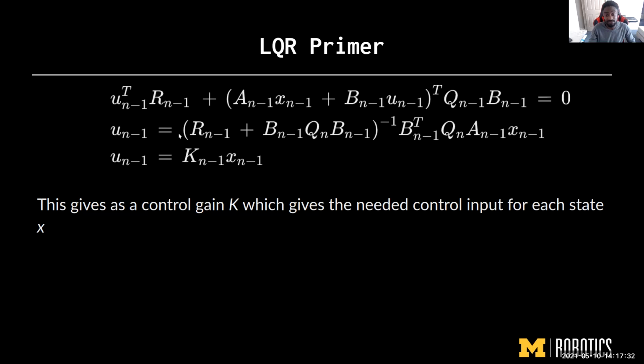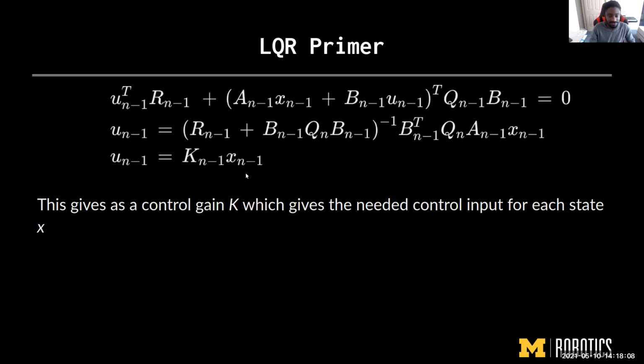We could replace this whole thing by K, which is a control gain. So U is equal to K times x of n minus 1. The control for the last but one time step is equal to some gain K times the last but one states. What we just did is basically equivalent to solving the Riccati equation to get the K.